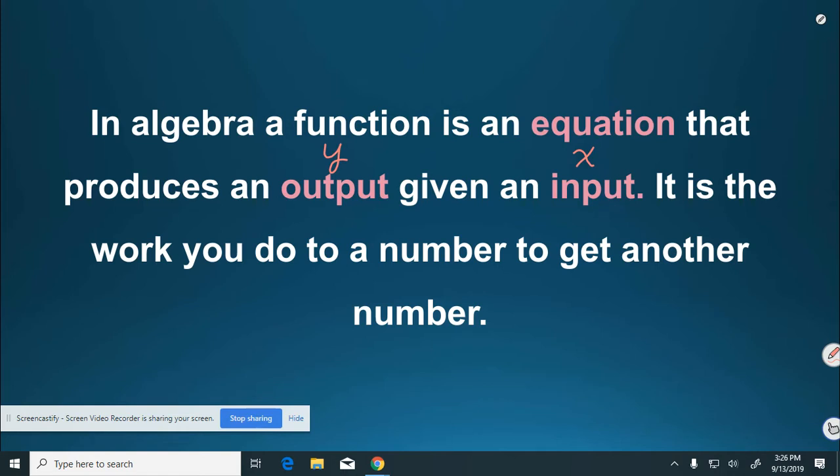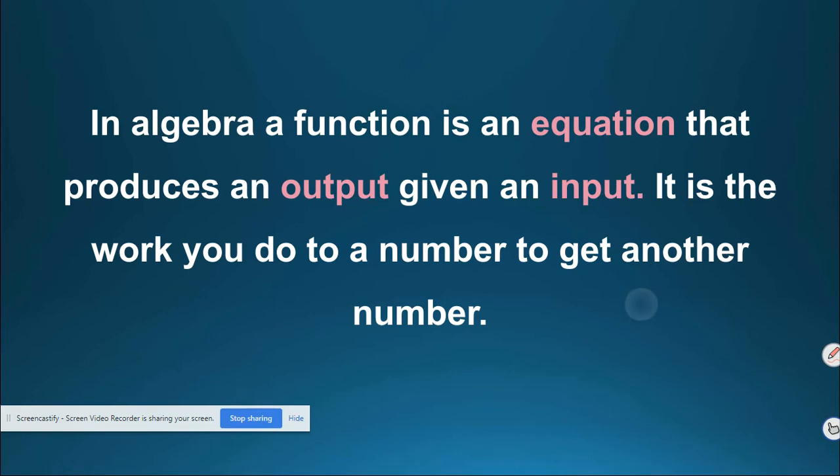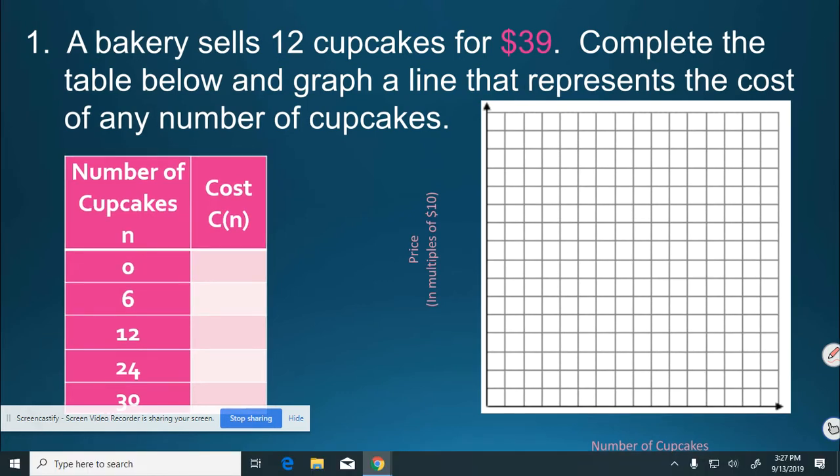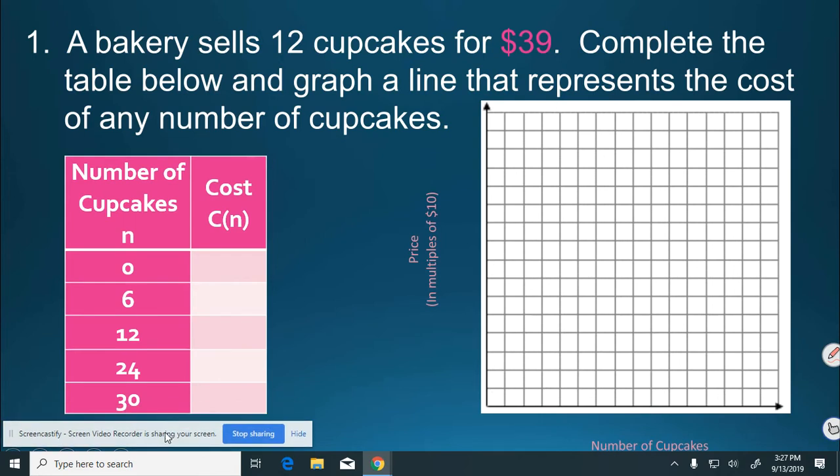You've probably seen some of the problems we're going to look at today last year when you were in 7th grade math. But we want to make sure we remember how to do them because they are going to get a little bit more challenging later in the week. So here we have a bakery sells 12 cupcakes for $39. Complete the table below and graph a line that represents the cost of any number of cupcakes. That 39 is in a different color because it's different than what's in your notes. So please make sure you fix that so that it matches what I'm going to be doing.